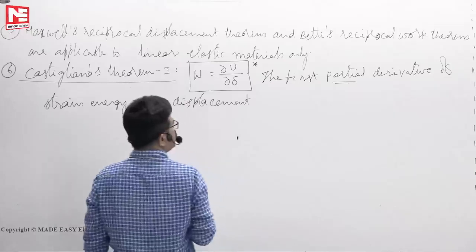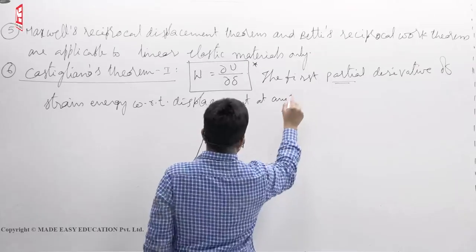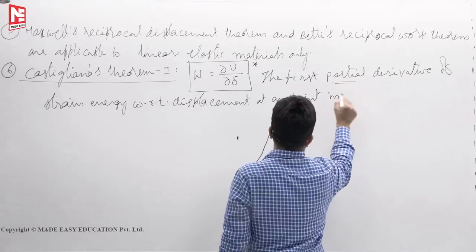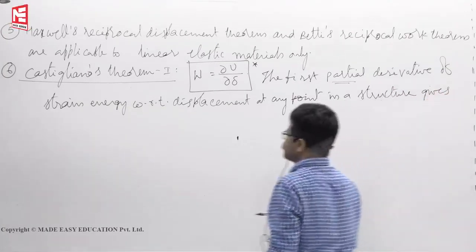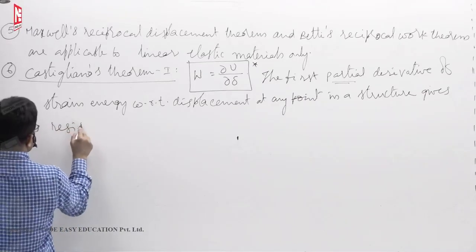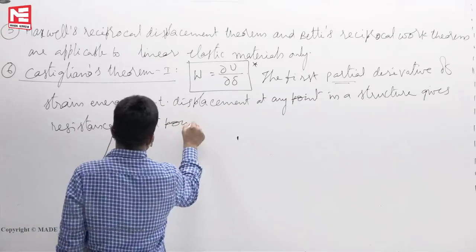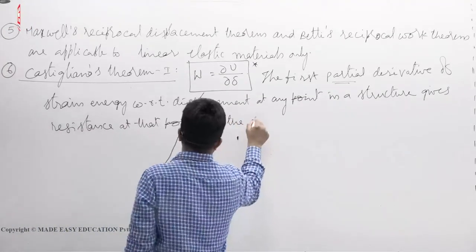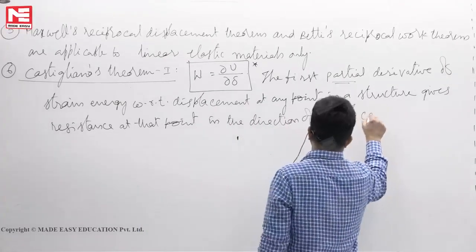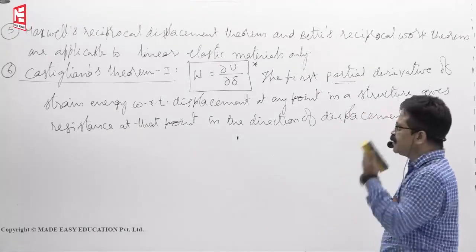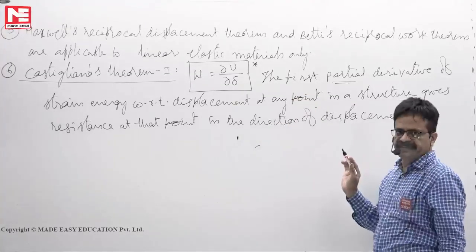The first partial derivative of total strain energy with respect to displacement at any point in a structure gives the resistance at that point in the direction of displacement. This theorem 1 deals with the deformations and resistances, not the applied load, the deflection.